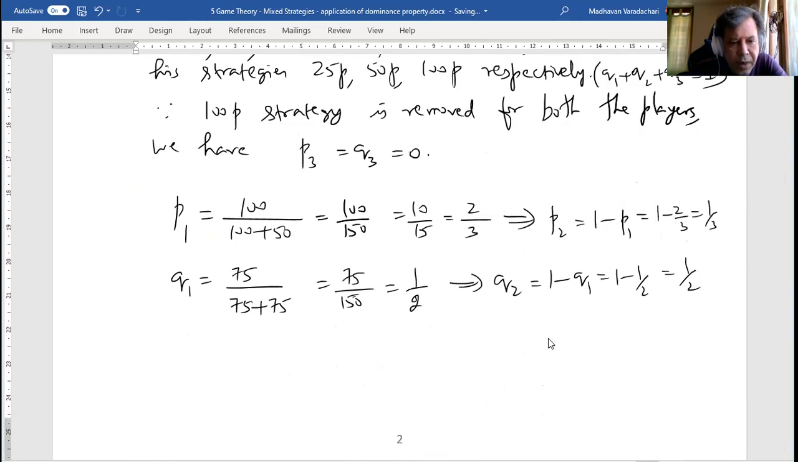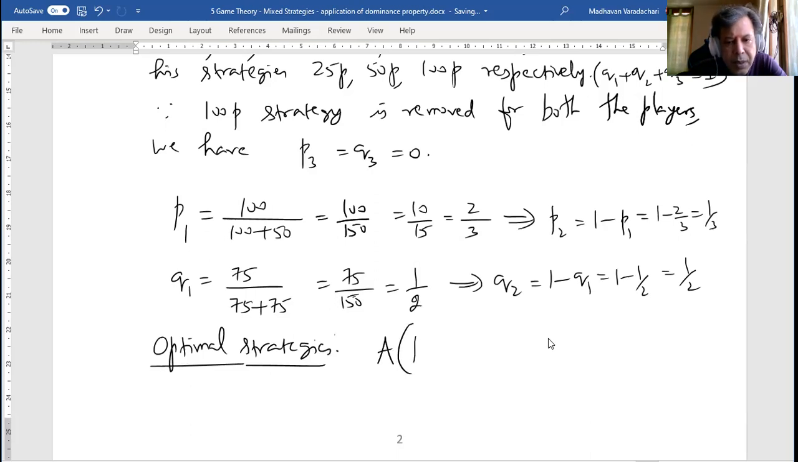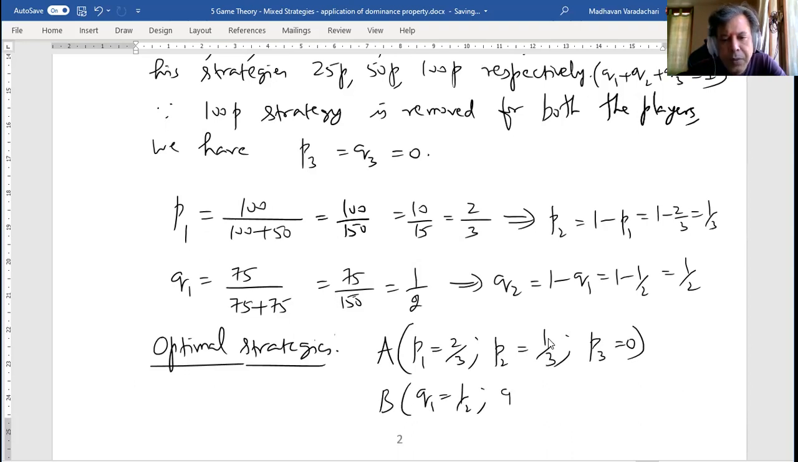So optimal strategies for player A will be, within brackets, P1 equal to 2 by 3, P2 equal to 1 by 3, and P3 we know already it is 0. Means he will not be adopting his third strategy. Similarly, for B, Q1 equal to half, Q2 equal to 1 by 2, and Q3, since he is not adopting the third strategy at all, that will be 0.